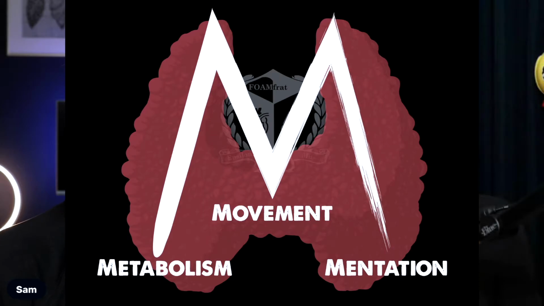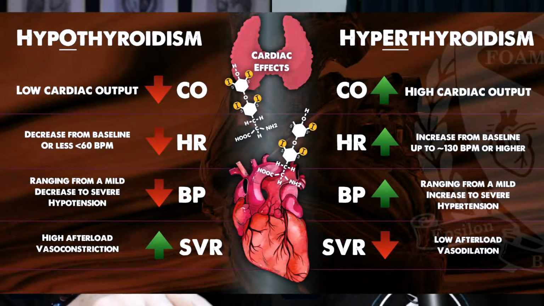So mentation is key. If it's low, the mentation goes low, the metabolism goes low, and the movement, in other words strength, goes low. So here was the cardiovascular stuff, which obviously we'd want to know. If we look at hypothyroid, there's low cardiac output, a low heart rate, and generally a low blood pressure in later stages. But one thing that's really interesting was the vasoconstriction.